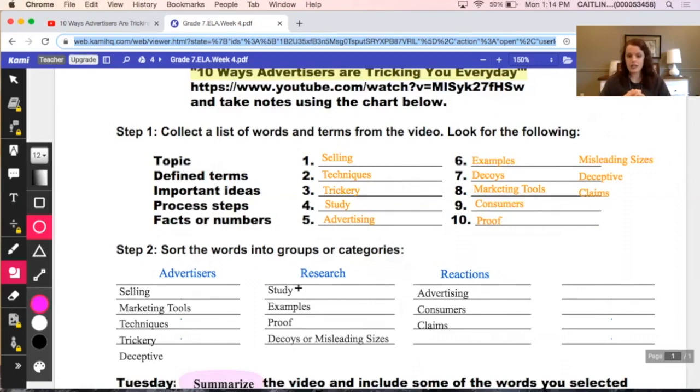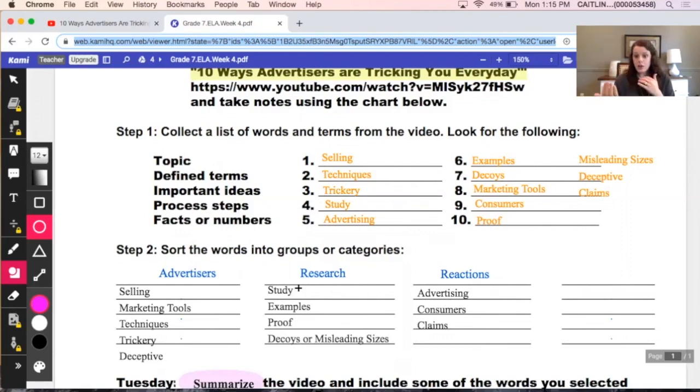The 3 categories that I chose were advertisers. And the words that I put under advertisers were selling, marketing tools, techniques, trickery, and deceptive. I felt that those words all went together because they are all things that advertisers do. All of those words to me went together, and they went together under the category of advertisers.